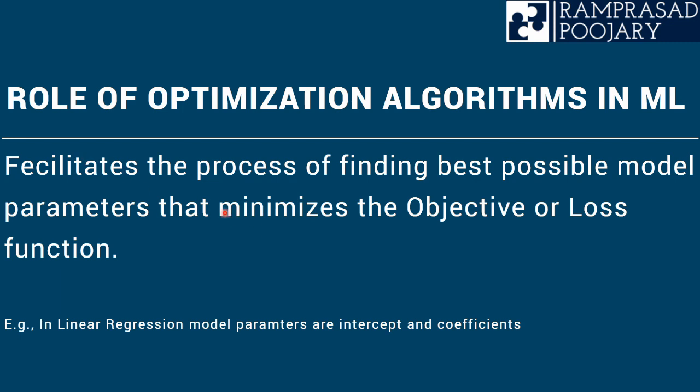So if you look at the definition, it says that it facilitates the process of finding the best possible model parameters that minimize the objective or loss function. If you're talking about linear regression, then the model parameters are nothing but intercept and coefficients. So the optimization algorithm will estimate them, will give the best possible parameters by minimizing what is called the objective or loss function. So we'll talk about what an optimization algorithm is, and if it is a linear regression model, what kind of optimization algorithm we use, and about the objective or the loss function.